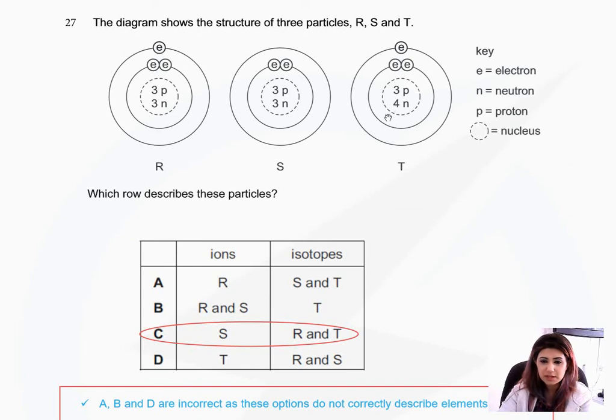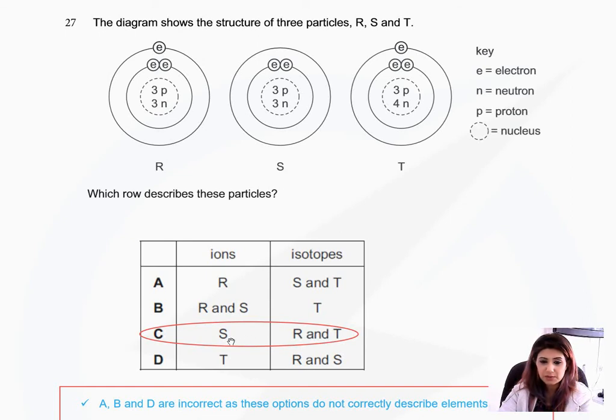So then let's take R and T. Protons the same, neutrons different from this one, which is good. Lastly, we have to look at whether the number of electrons is the same as well. 3 electrons. So the answer is R and T should be isotopes. So there's only one option here, which is option C as the best answer, R and T.